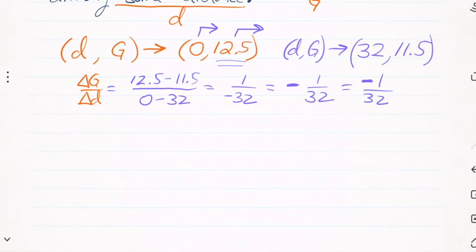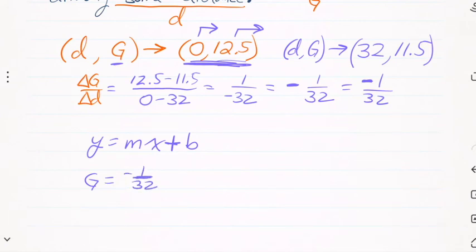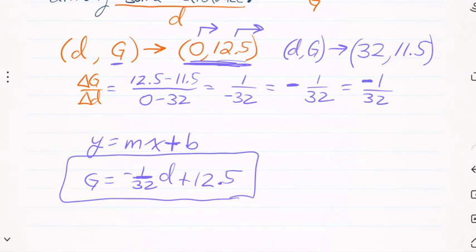All right, so now we have slope and we have a y-intercept. So I'm going to do this a little differently. I'm going to do it right into y equals mx plus b. So this is slope-intercept form. And the reason I can use it is I have a y-intercept. So y in this case is g. M in this case is negative 1/32. X in this case is d. And then my y-intercept was 12.5. So this is the equation of how many gallons are left in the tank after I drive a certain distance.